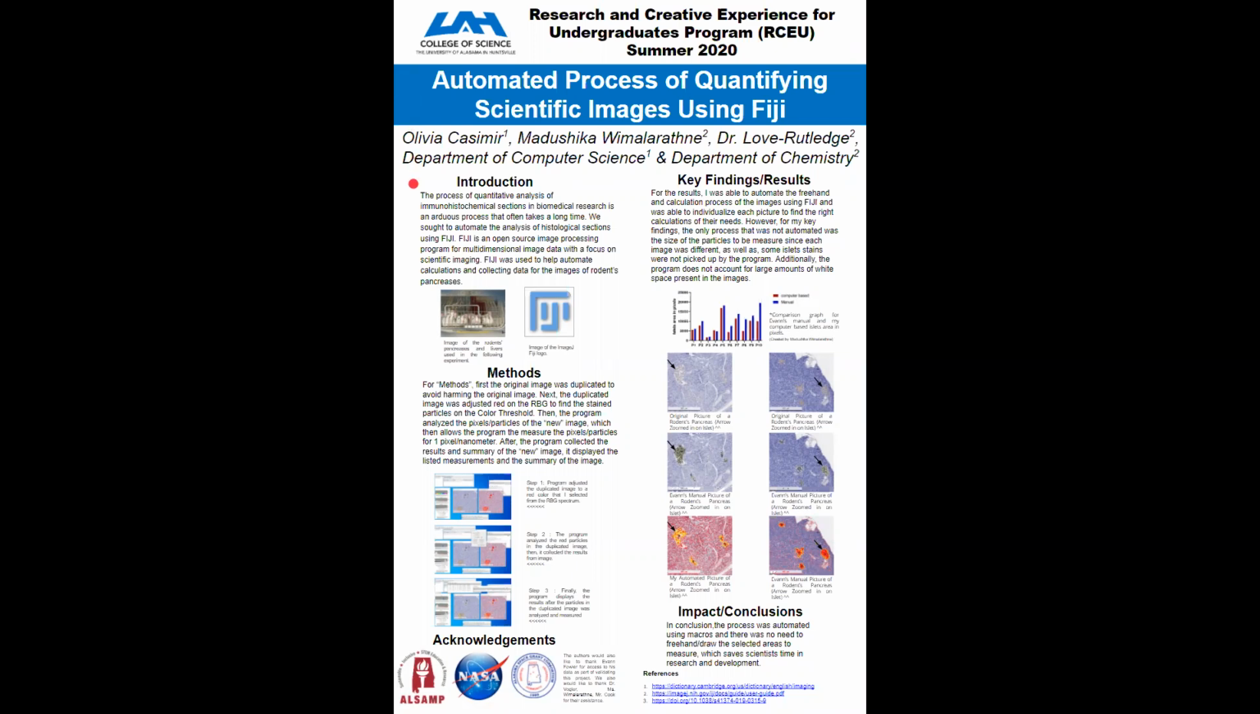For my introduction, for this experiment, I use Fiji, which is software created by ImageJ to cut down the time it takes scientists to manually freehand and calculate the data in these rodent pancreas. And the rodents used in the following experiments are right here. And this is the logo of ImageJ, Fiji's logo.